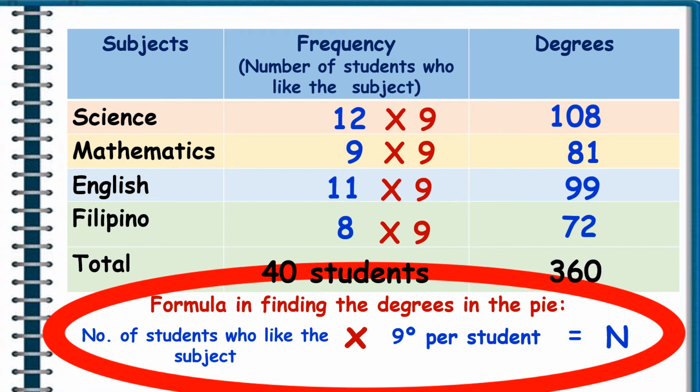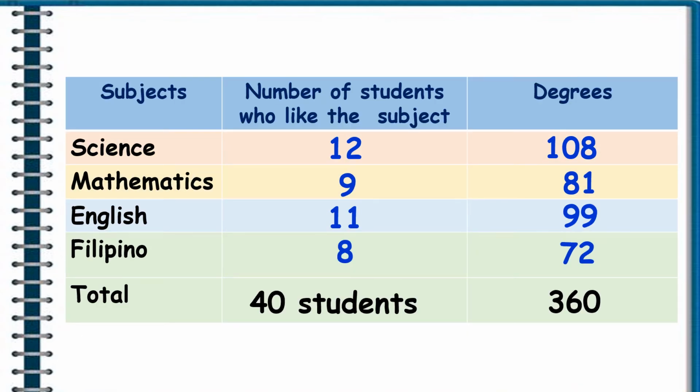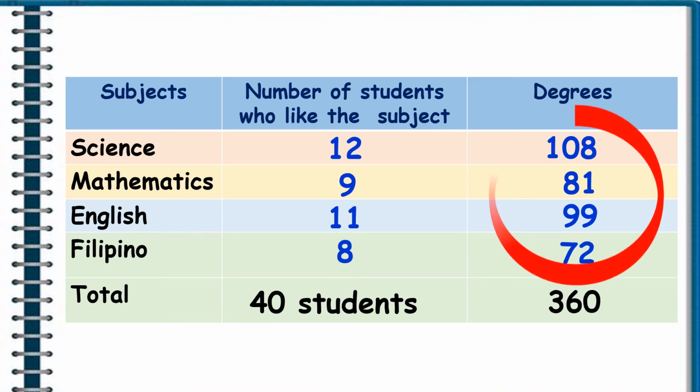The total must be 360 degrees. If not 360 degrees, you have to start multiplying again because maybe you made a mistake doing it. Our table is now complete. We can start making our pie graph. Remember to look at the degrees column as we make the pie graph.